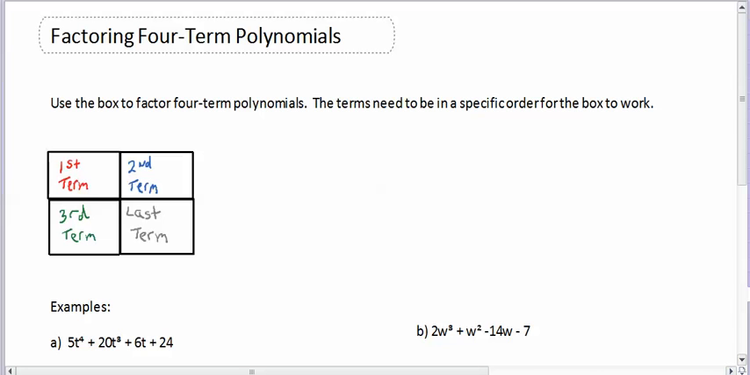We're going to use the box to factor four-term polynomials. The terms need to be in a specific order for the box to work. So draw your box and label it: first term in the first box, second term, third term, and last term. So in that order: first, second, third, fourth. You might want to just stop it and copy that.